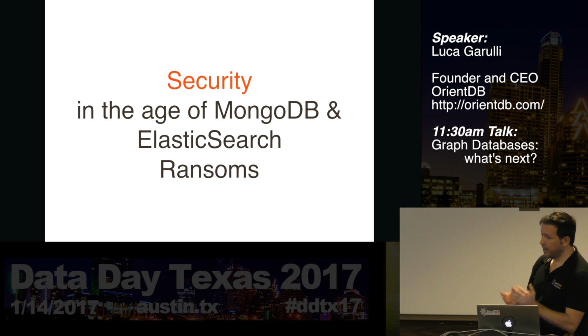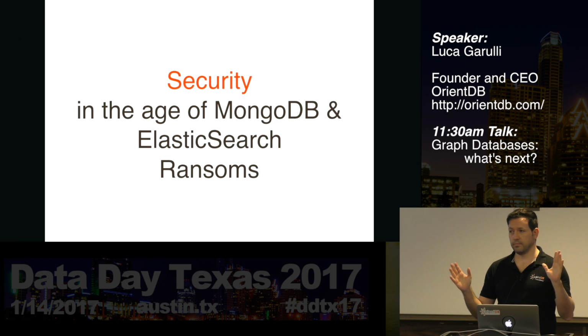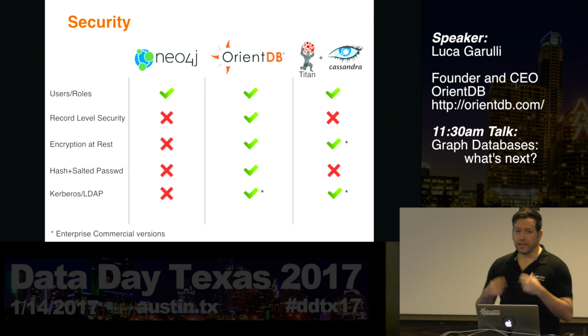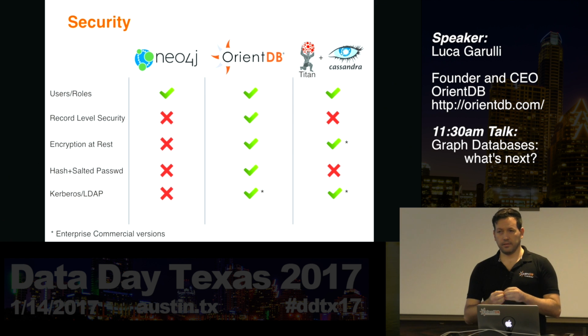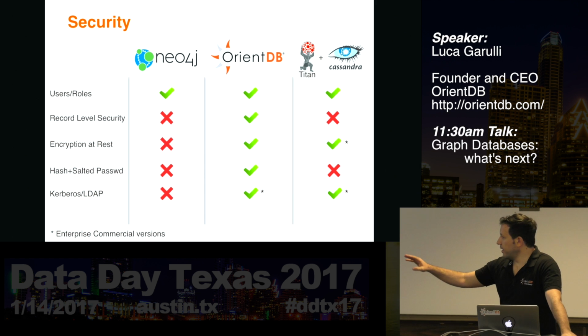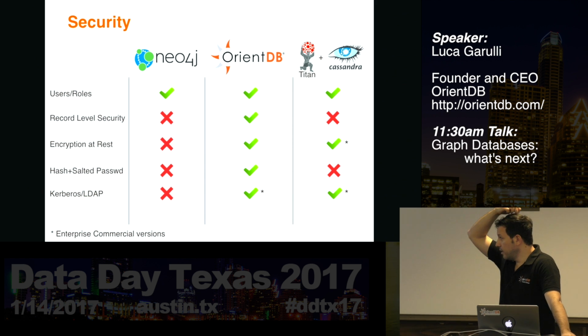Security. I'm talking about security a few days after the ransom attacks on MongoDB and now Elasticsearch. I don't know if you heard about this news, maybe all of you. But anyway, what kind of security do graph databases provide? The basic user role, fortunately, all the main vendors support this concept, but there are some NoSQL products, different graph databases, that don't even have a concept of user and password, so they are really accessible.